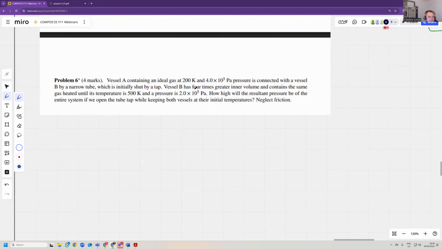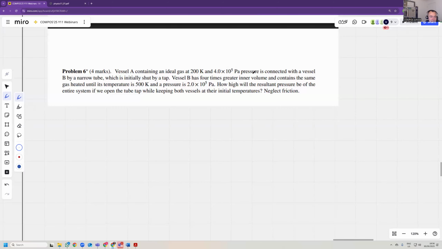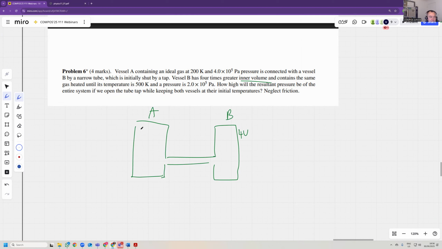Question 6: a vessel containing ideal gas at 200 Kelvin pressure is connected with a vessel by a narrow tube, initially shut by a tap. Vessel B has 4 times the inner volume, so that's 4V and V, and contains the same gas heated until its temperature is 500 Kelvin. This is 200 Kelvin. How high will the resultant pressure be of the entire system if we open the tap while keeping both vessels at their initial temperatures?